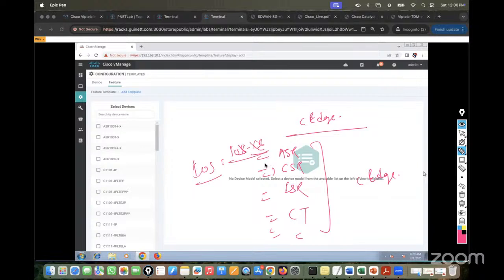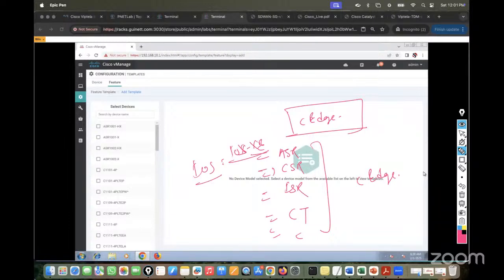So they don't have to purchase a new box. Those devices that were converted from the normal ISR, ASR and CSR to IOS XE and started supporting SD-WAN, that is known as the cEdge router. Clear?